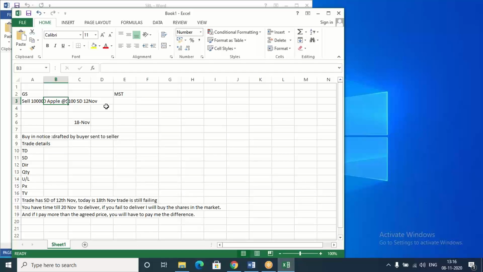Because I paid more than 100, which was the agreed price, you have to pay me the difference, which is the $200,000. Now, this I will give to Saujanya. Why? Because Saujanya, I told you I wanted my Apple shares on the 11th, but you didn't give it back to me. Because of which I had to face a buy-in, and now I've been charged $200,000. Is that clear?